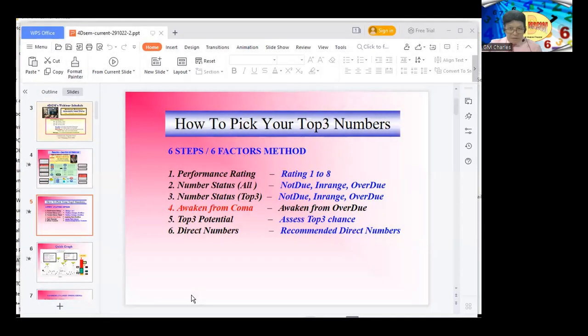Okay, this 6 step, I would... today I just want to concentrate on the awaken from coma concept, because all the rest I have already explained before. So I just concentrate on the awaken from coma concept in more detail, and some of the new things I have discovered and share with you today. So let's go on to the next screen.